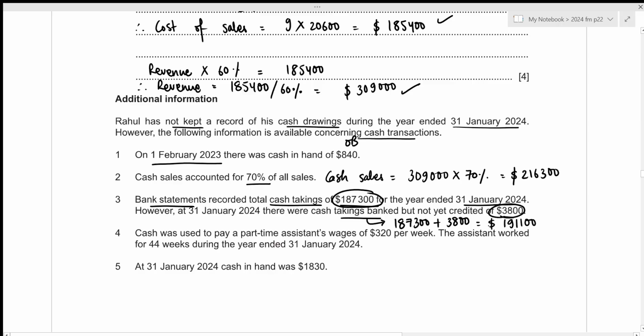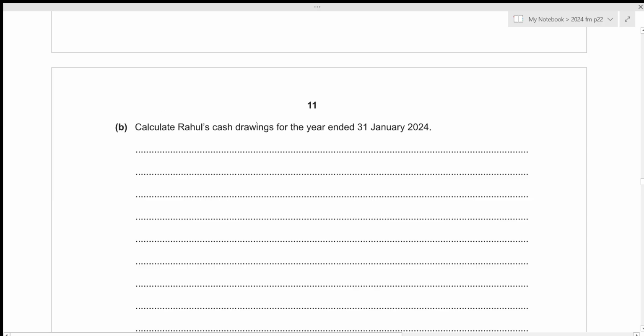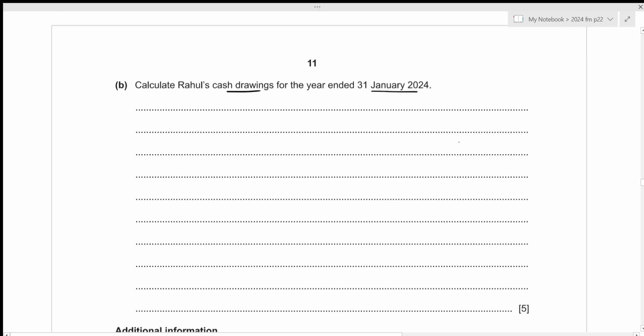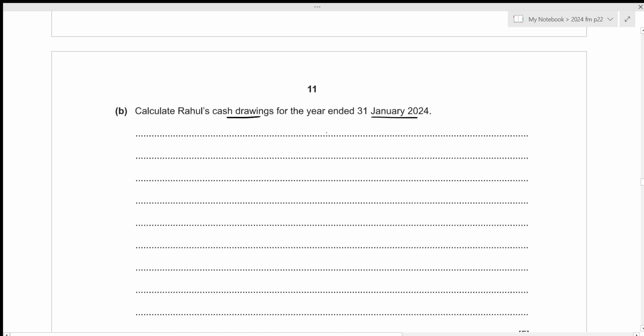Then cash was used to pay a part-time assistant's wages of 320 per week. The assistant worked for 44 weeks during the year ended 31st January 2024. So the wages paid for the year will be 320, that's the amount per week, and the total week is 44. So that gives us the wages for the year to be 14,080. Then at 31st January 2024, cash in hand was 1,830, that's our closing balance. Let's take a look at our question. We now need to calculate Rahul's cash drawings for the year ended 31st January 2024. I think the easiest way to do this would be to create a cash account. And cash account is basically our asset account.